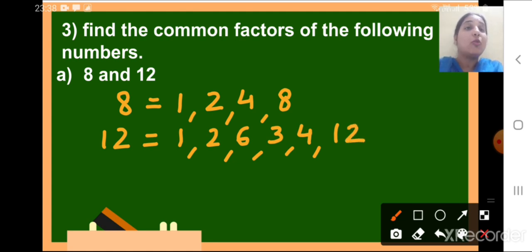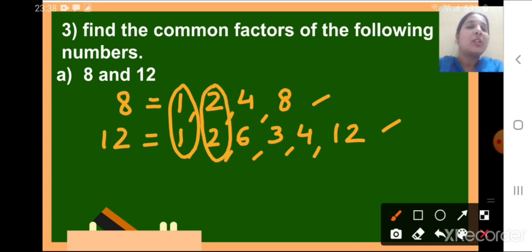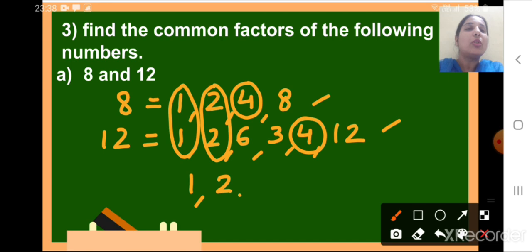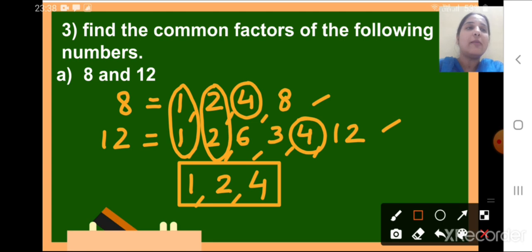Now we have to find their common factors. We have the factors for 8 and 12. So what are the common factors? You can see here, 1 will be common every time. Then you can see here 2 is also a common factor. Then 4 is also a common factor, isn't it? So what are the common factors of 8 and 12 here? 1, 2 and 4. Apart from that we don't have any common factors, isn't it? So what is our answer? The common factors of 8 and 12 are 1, 2 and 4.